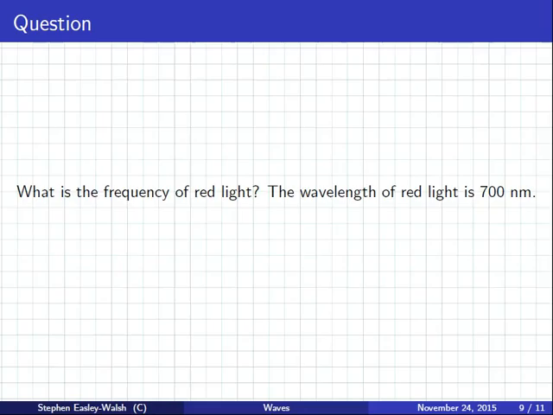Right, so let's have a look at some questions. So first question is, what is the frequency of red light, if the wavelength is 700 nanometers? I want you to calculate that for me. You have the formula, it shouldn't be too difficult. So do you know the frequency? No. Do you know the wavelength? Yes. Do you know the speed? Yes. So let's calculate it.